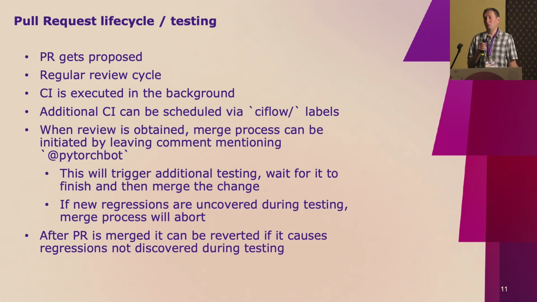So let's talk a little bit about the pull request lifecycle, which I think is pretty common for PyTorch, but there are a couple of caveats. So you propose a PR. A regular review cycle starts when the people that were assigned to look at your PR, or just the people who contribute to PyTorch regularly, look at the contents and make suggestions about what needs to be improved, like how to add a test, maybe suggest a better function name, point out some error checking, time considerations or memory, and so on and so forth. In the background, CI starts.